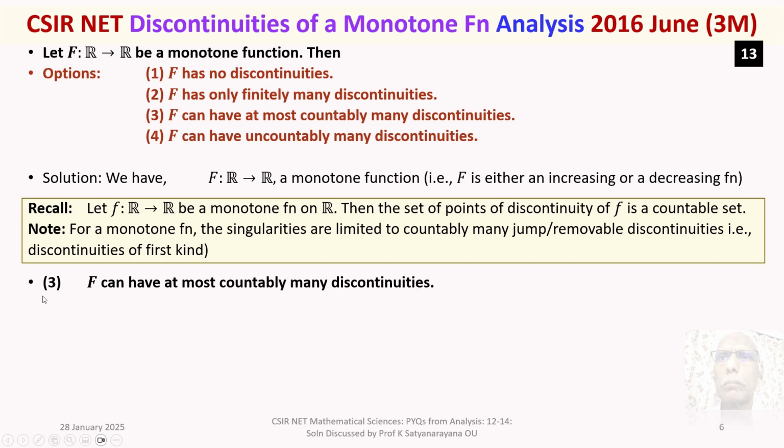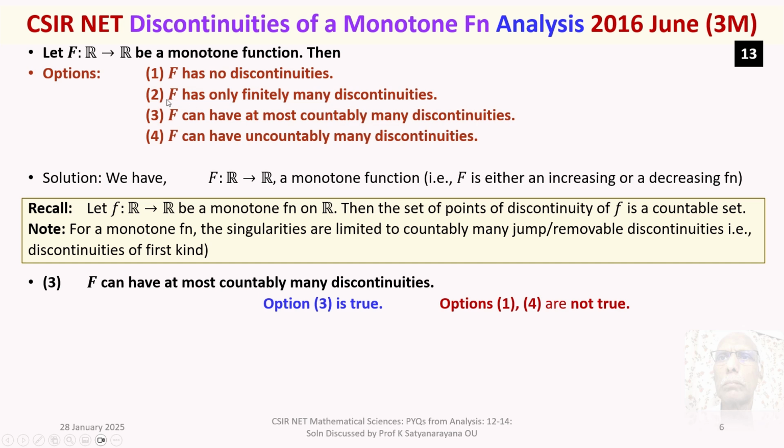Let us take option 3. F can have at most countably many discontinuities. Therefore, option 3 is true. Option 1 is not true. It says no discontinuities, whereas here a monotone function has countably many discontinuities. And option 4 is not true. It says uncountably many. Right.